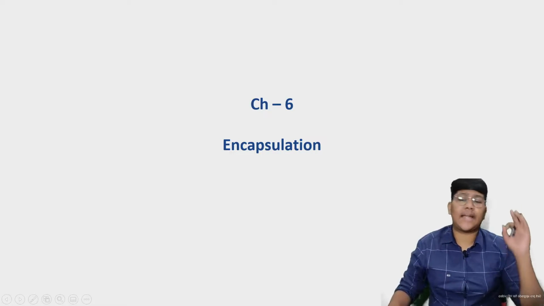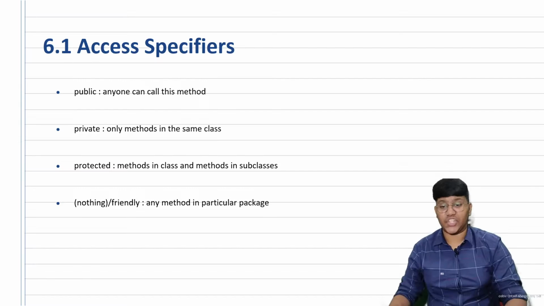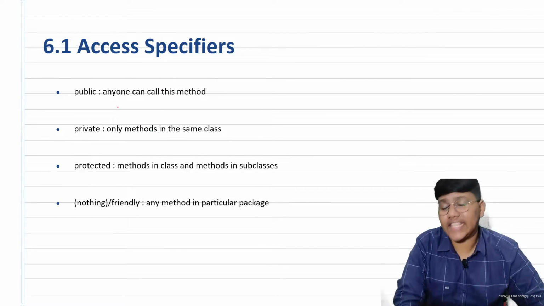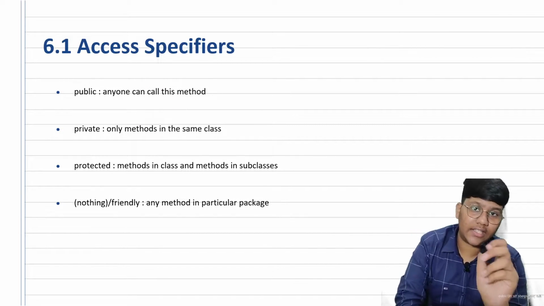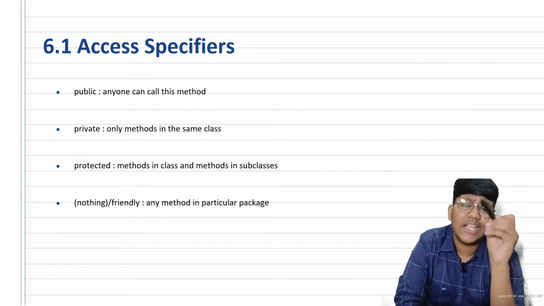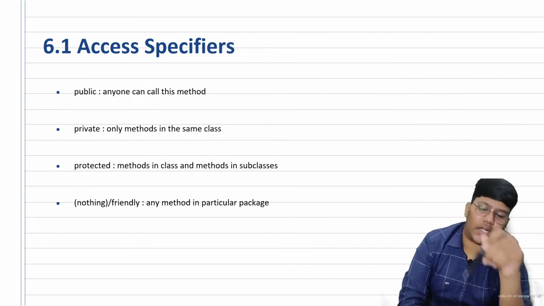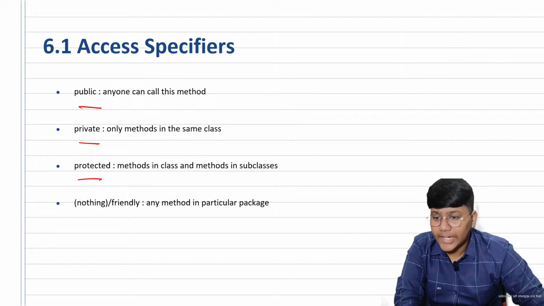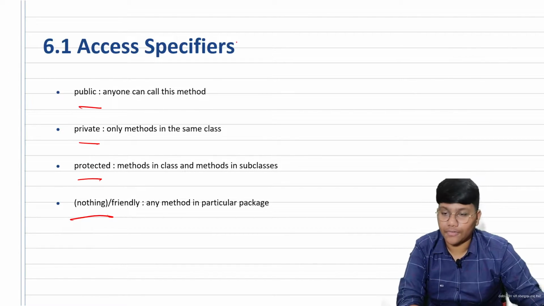Now let's study chapter 6, that is encapsulation. Topic 6.1, access specifiers. I have delayed this topic again and again, so let's dive deep into it now. There are 4 types of access specifiers: public, private, protected, and nothing, that is default or friendly.